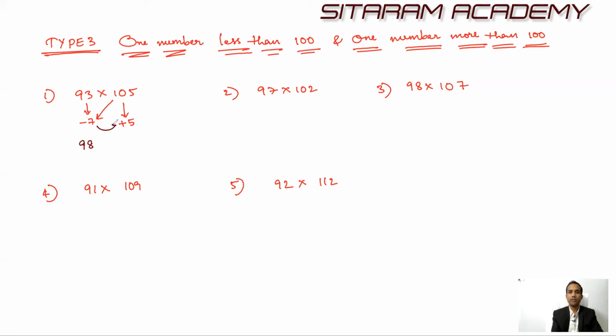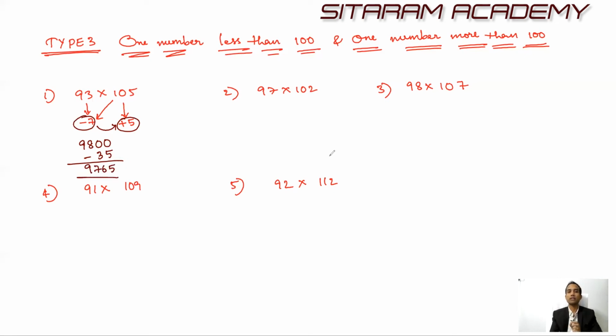And 7 5s are 35. But actually this is minus 7 and this is plus 5, so it will be minus 35. You are going to subtract 35. So this is a little different from the other two types. What we need to do is write 2 zeros here, 9800, and then subtract 35 from this. So 9800 minus 35 will be 9765. This will be the answer.